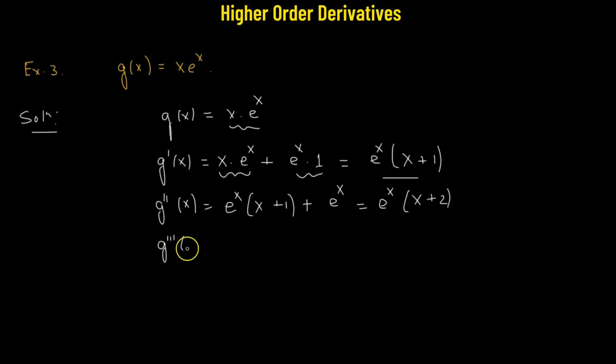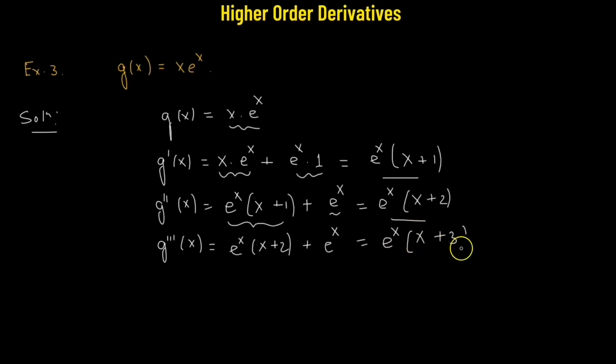Let's take the third derivative. So we have to take the derivative of e raised to the power of x times x plus 2. When we take the derivative, this is what we should get: e raised to the power of x times x plus 2, plus we have again e raised to the power of x, which is the function itself. So if we take e raised to the power of x common, we get x plus 3. So clearly we can see a trend here.